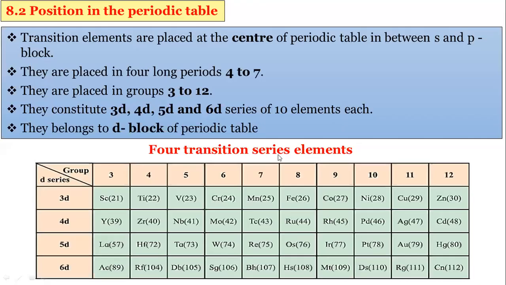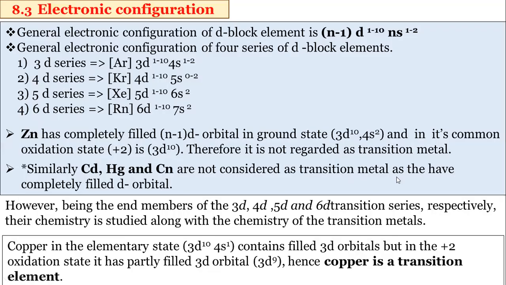First, in the case of scandium, it will be 3d1, then 3d2, 3d3, 3d4, then 3d5, 3d6, 3d7, 3d8, 3d9, and 3d10. So this d orbital is progressively filled. But chromium and copper show exceptional behavior. I am coming to that point also.